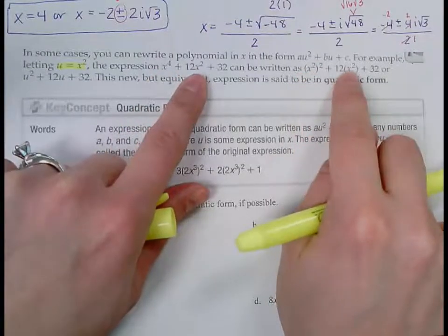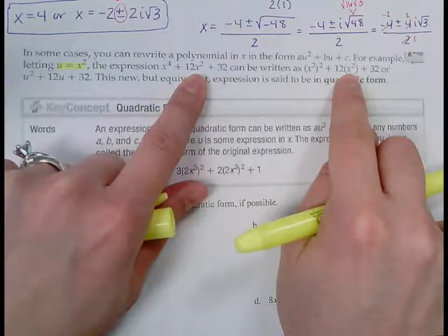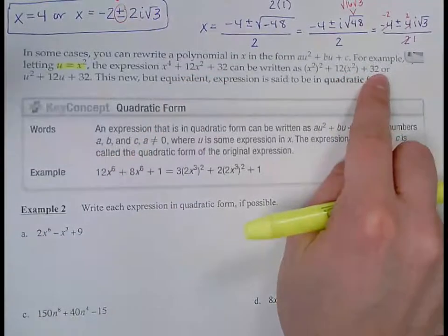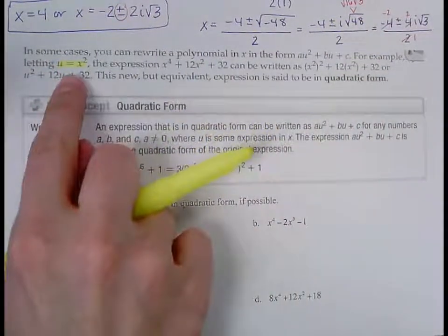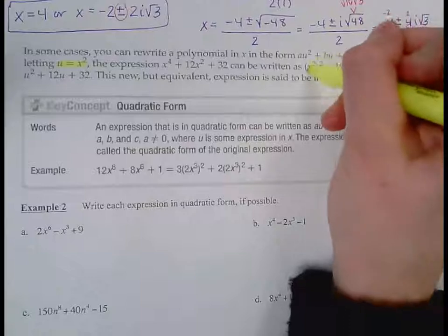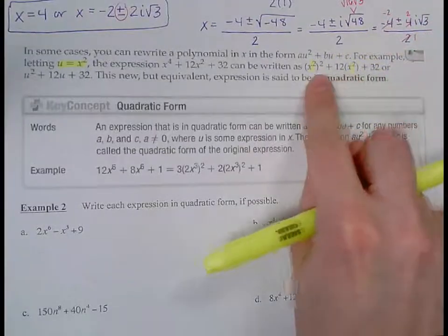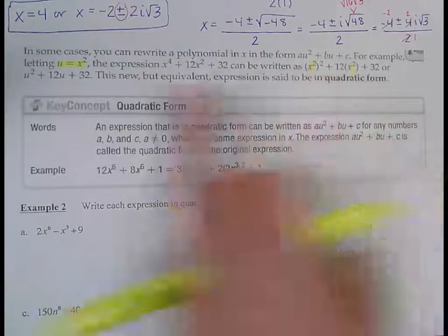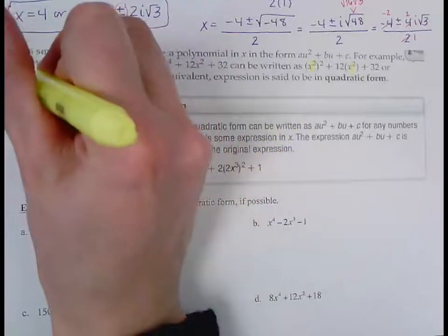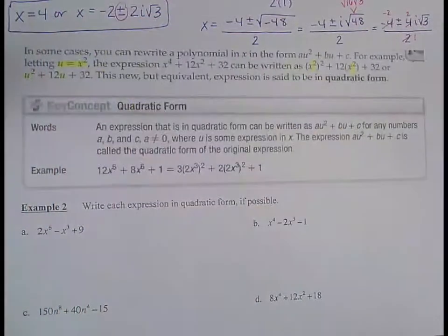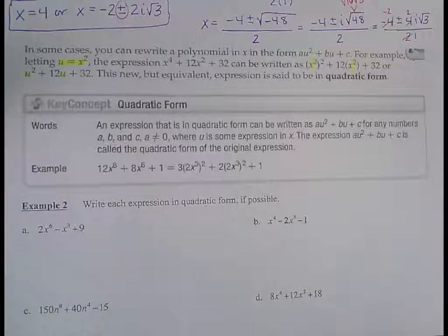And then 12x squared they're leaving, they're just putting parentheses around the x squared. 32 they're leaving. But why they're doing that is if u is equal to x squared, then these x squareds in parentheses can get replaced with u to get this expression: u squared plus 12u plus 32.